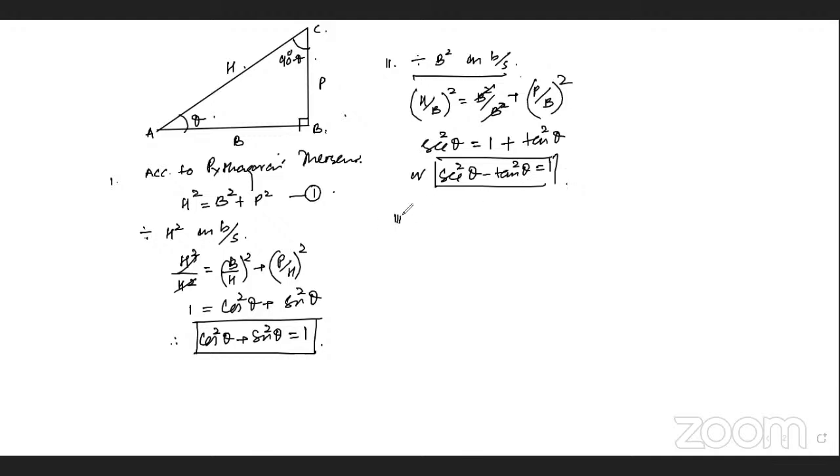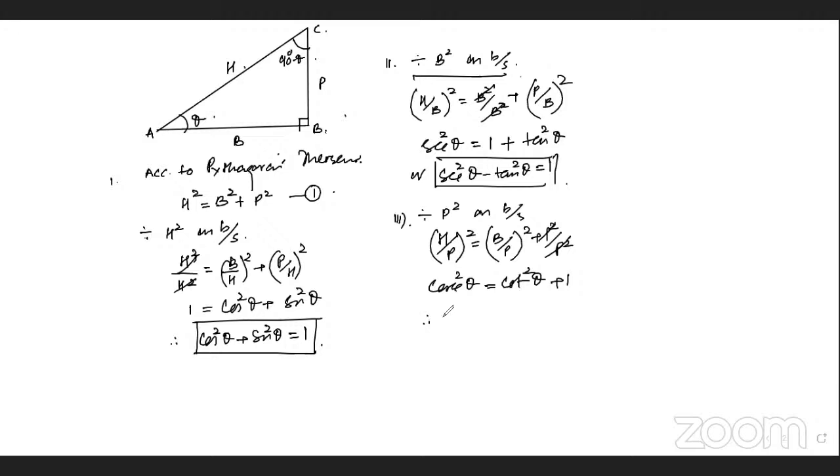Number three, we can divide equation first on both sides by p square. What we can do, we have h upon p whole square, that is b upon p whole square and p square upon p square. This and this will cancel out. H upon p, the hypotenuse upon perpendicular, that is cosec square theta is equal to b upon p, which is cot square theta, plus 1. So therefore, the third identity will be cosec square theta minus cot square theta is equal to 1.